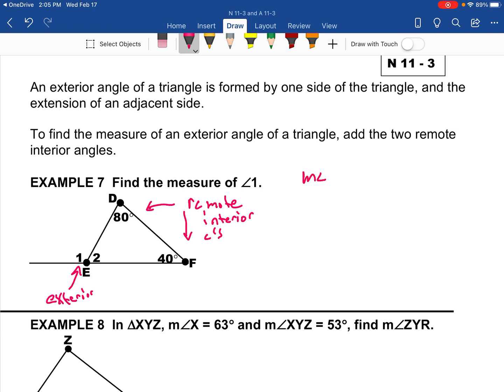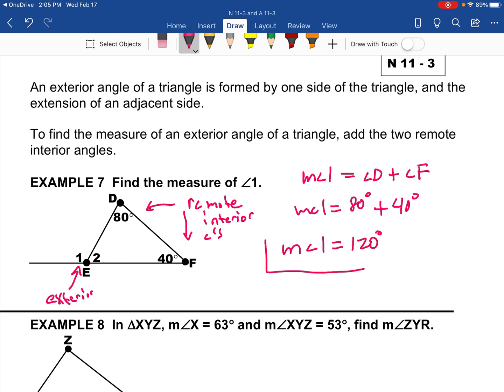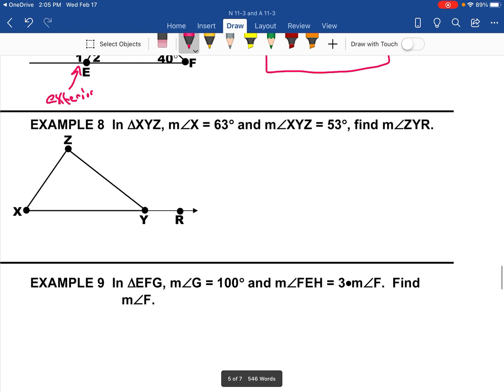So the measure of angle 1 is going to be equal to angle D plus angle F. Well, we actually know angle D to be 80 degrees and angle F to be 40 degrees, so the measure of angle 1 is equal to 120 degrees. Okay, it's just one of the facts that we need to know, that the exterior angle is equal to the sum of the two remote interior angles. Okay. All right, let's look at example 8.